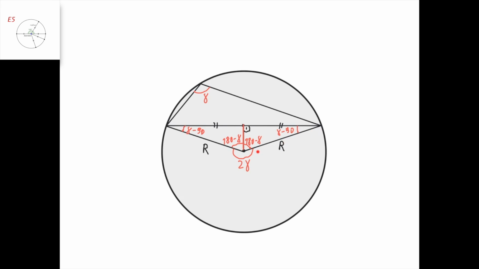Now since this is r, and this is a right-angled triangle with angle 180 minus gamma here, then this side we know is r times sine of 180 minus gamma, and similarly, this side here is r times cosine of 180 minus gamma. Now, what is cosine of 180 minus gamma in terms of cosine of gamma?